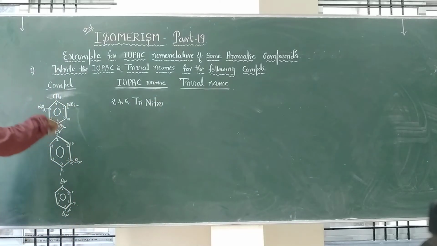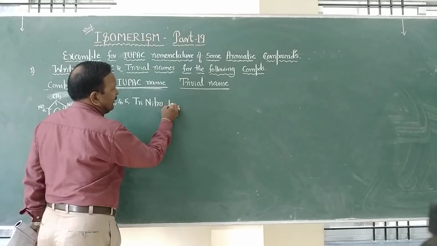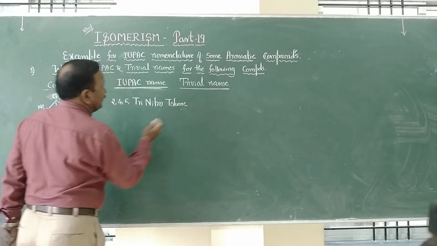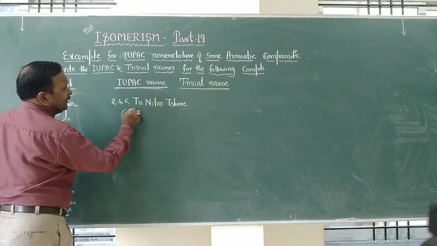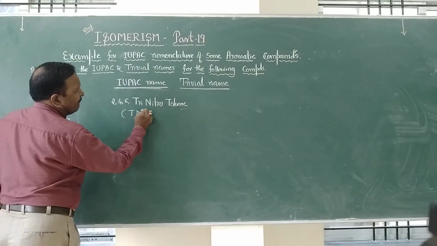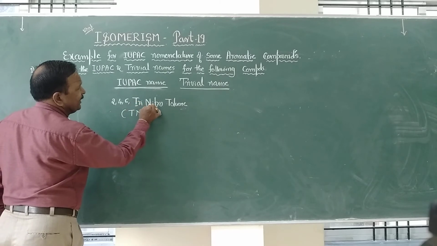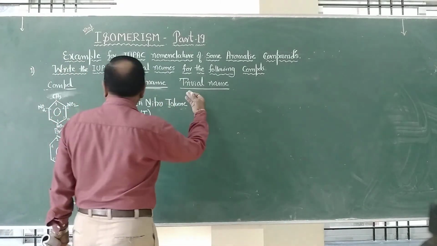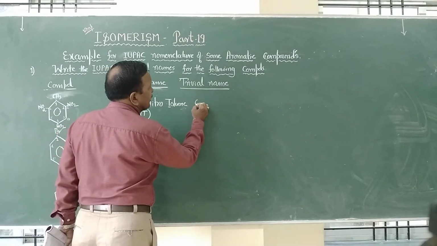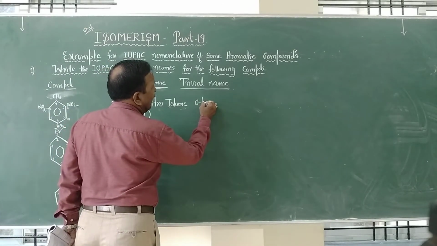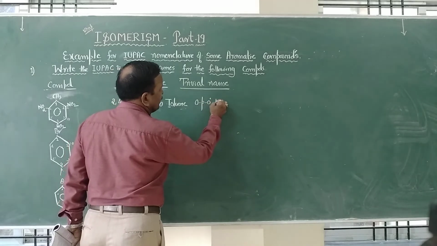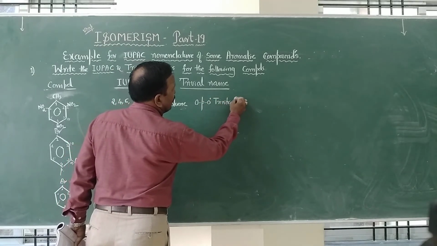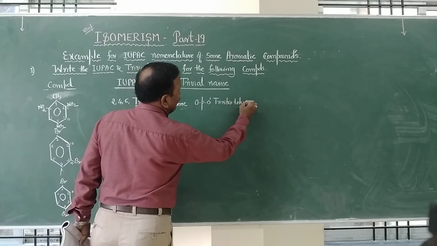The parent compound will be toluene, which is accepted by IUPAC. So this is popularly known as TNT, trinitrotoluene. And your trivial name will be, only this much will change, ortho, para, ortho dash, trinitrotoluene. No change.